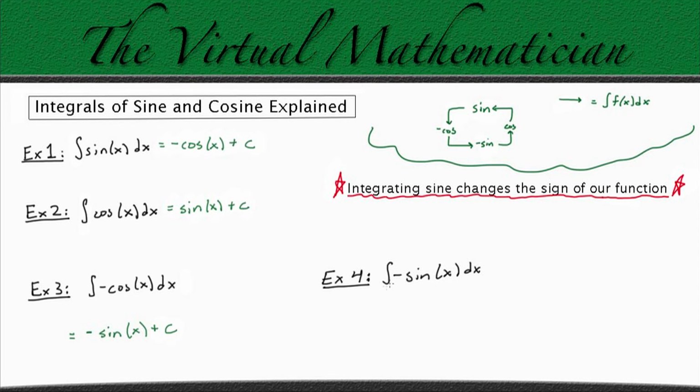Alright, example 4. The integral of negative sine of x dx. So we know the integral of sine is cosine, and that whenever we integrate sine, we have to change the sign of our function. So since we started with negative sine of x, and the sign changes, this is going to be positive cosine of x plus c.